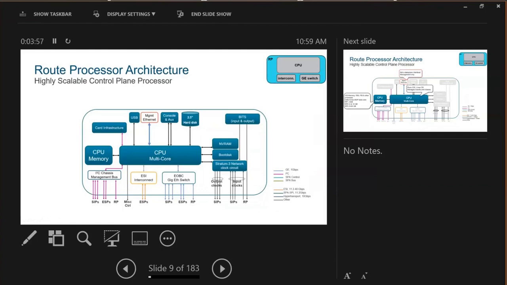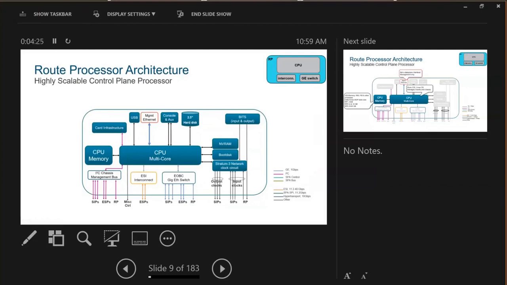We have NVRAM. NVRAM is the place where we store the configs. It will be persistent. It will be fetched every time a router is coming up, and those configs will be added into the running configuration. So running configurations will be in the CPU memory, and the startup configurations, which is the saved configuration, will be in NVRAM.